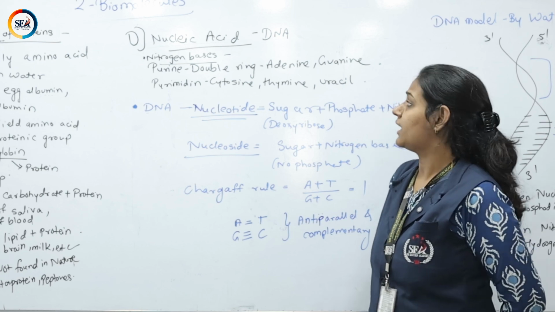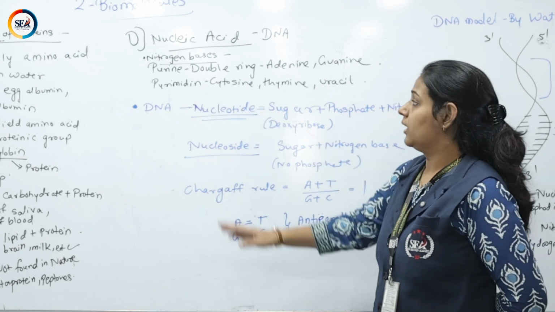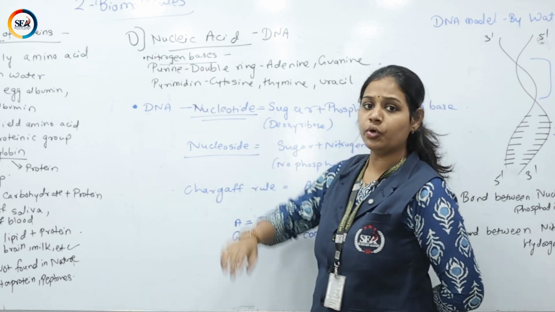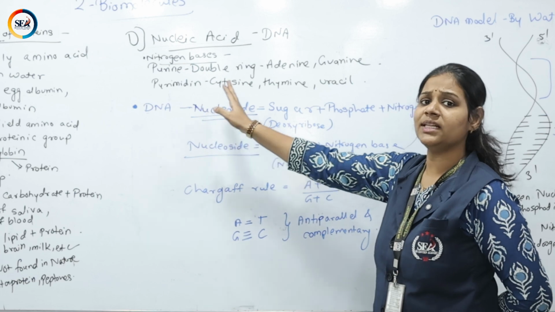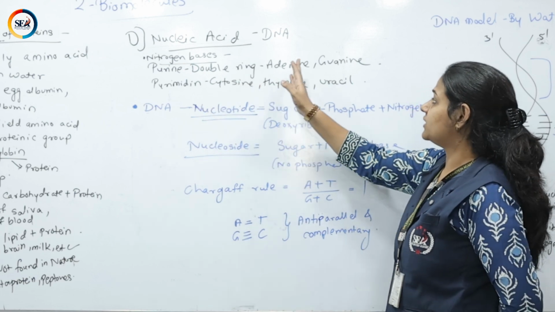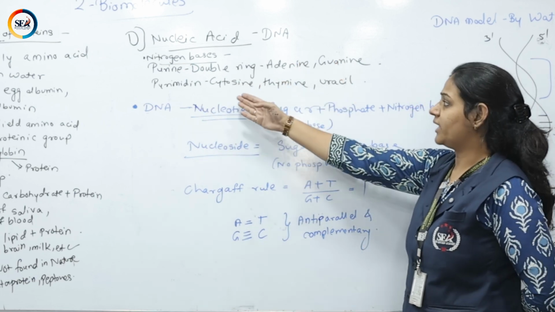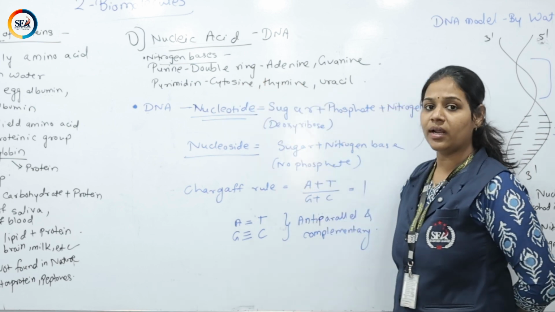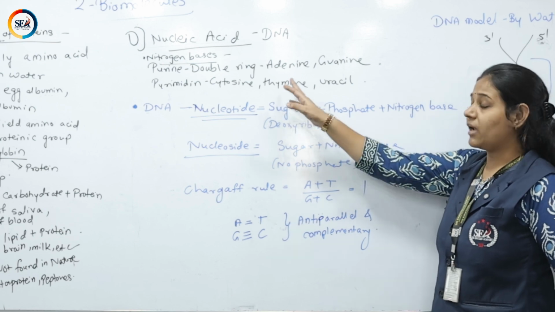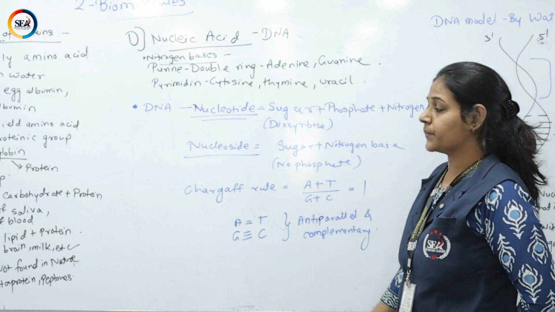First of all, we will see the nitrogen bases which are present. The nitrogen bases are classified into 2 groups, purines and pyrimidines. Purines are double ring, pyrimidines are single ring. Purines include adenine and guanine, pyrimidines include cytosine, thymine, uracil. In DNA, cytosine and thymine are present, and in RNA, thymine is substituted by uracil.